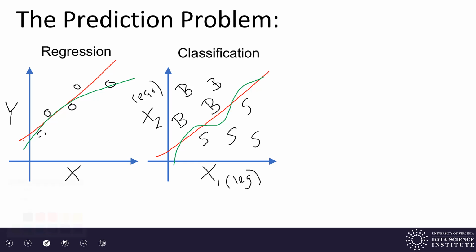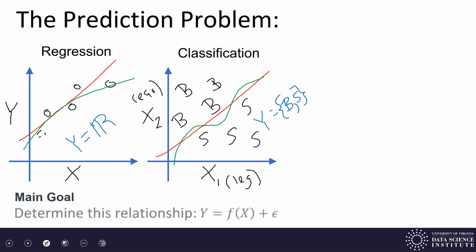The difference between regression and classification: in regression, our y values are a continuous set of real numbers. So this script R that I just wrote stands for the real number line. In the classification problem, y takes on its values in some discrete set. In this case, y is in the set that includes the letter B or S, or the label Basset Hound or Shepherd.